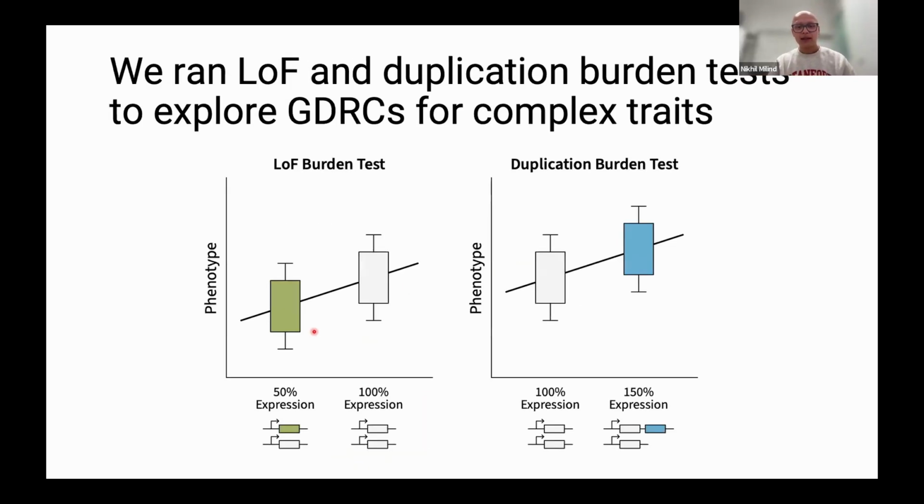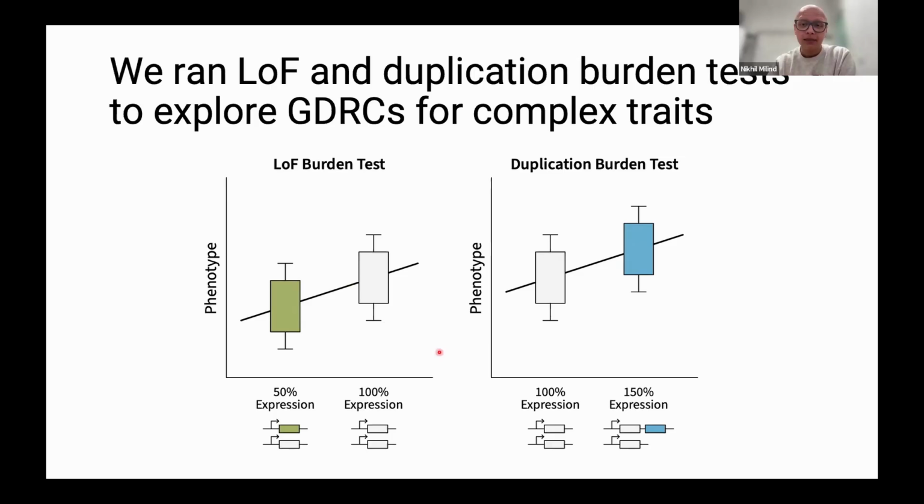Okay, so from here, I'll move on to my actual project. So my lab likes to use the UK Biobank. That's kind of our cohort of choice. And so we ran what are called loss of function and duplication burden tests. And these rely on using the whole exome sequencing and whole genome sequencing data in the UK Biobank.